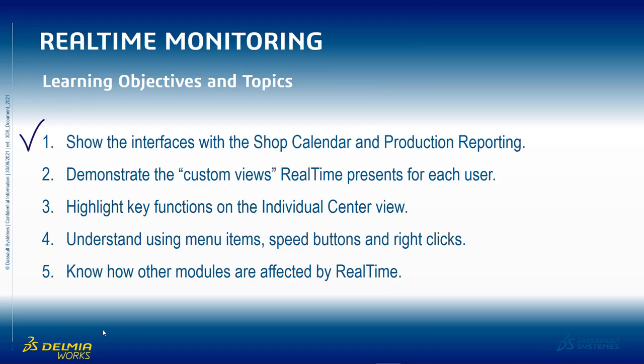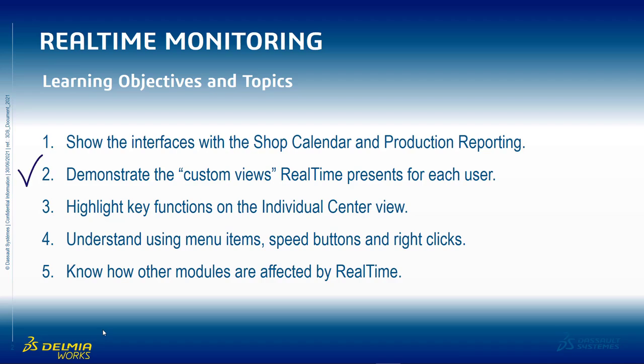First of all, we want to show how real-time interfaces with our shop floor calendar and the production reporting module. Specifically, we'll see how the real-time functionality looks at the shop calendar shifts that are set up, whether you have 1, 2, 3, or more shifts set up on your shop calendar, and then mimics those shifts as it is monitoring the machines that are using real-time. And then we'll take a look at the production reporting by shift module and how that data that is collected during the shift is interfaced and used with real-time and the production reporting module.